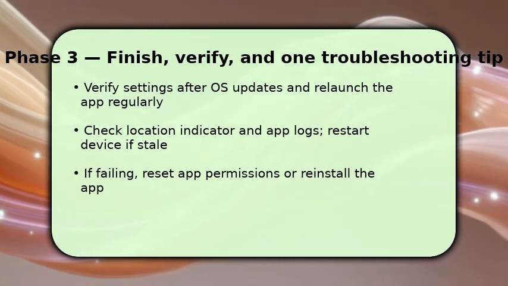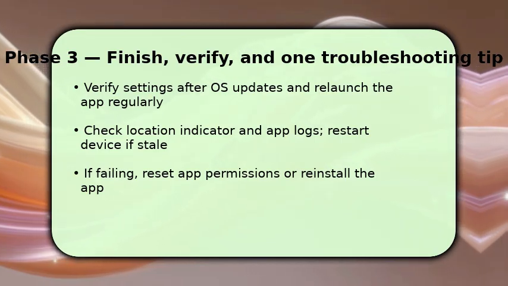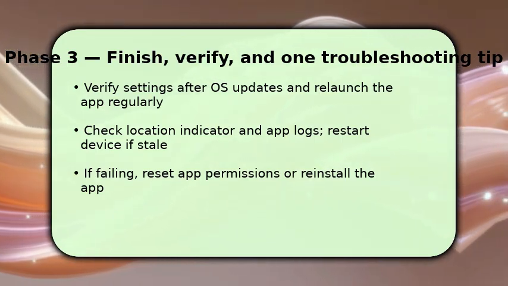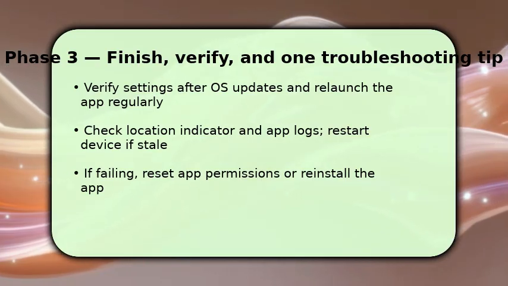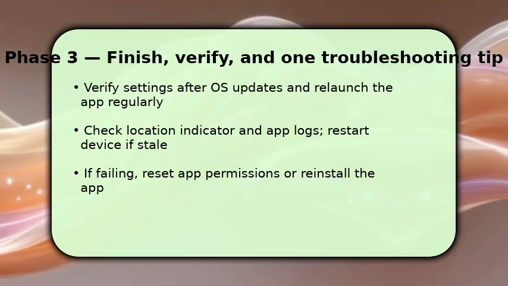Periodically check these settings after system updates because updates can revert permissions. Relaunch the app to confirm it registers as active. Watch for the location indicator to ensure GPS is being used and check any in-app status or logs.